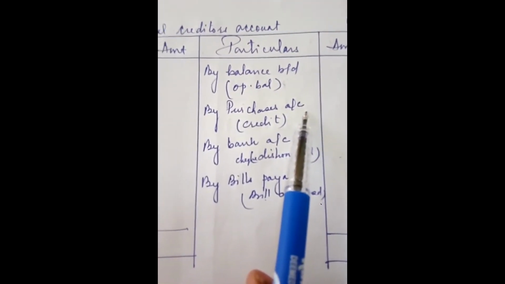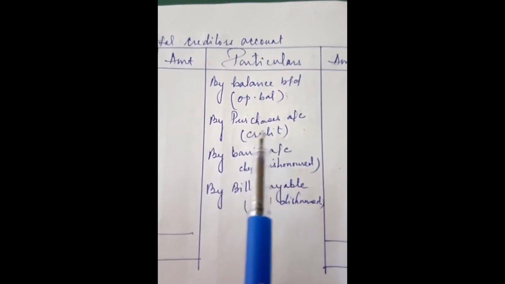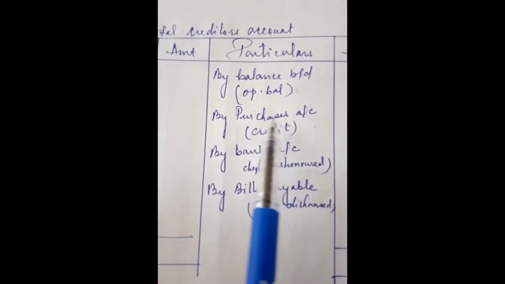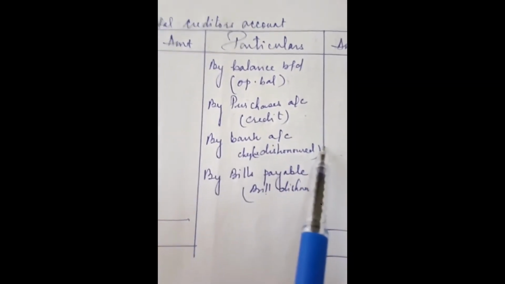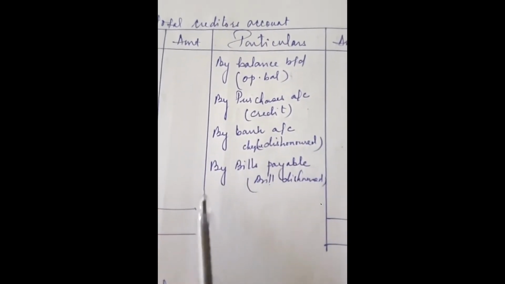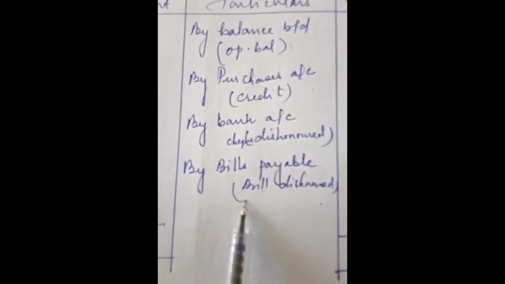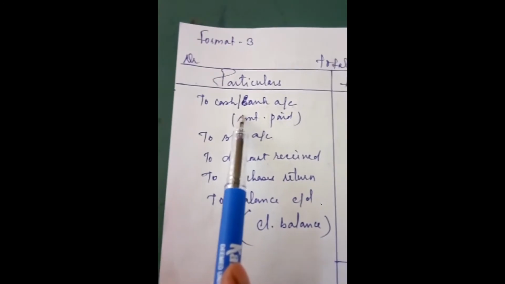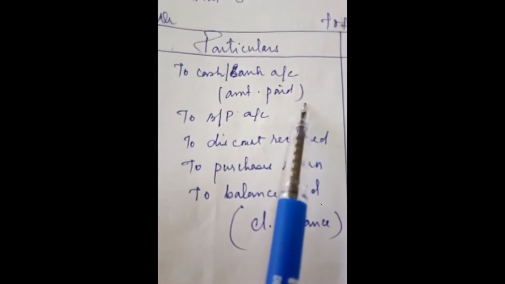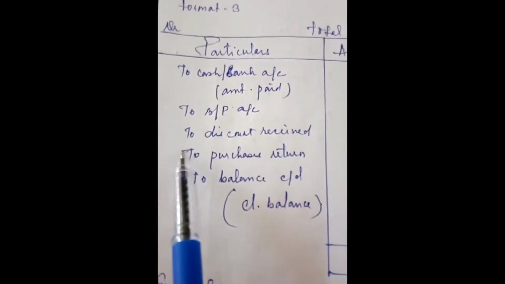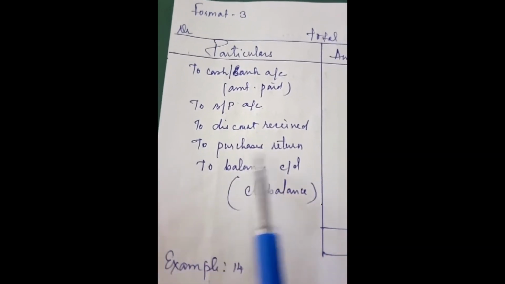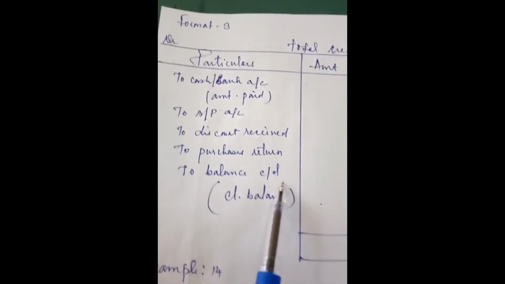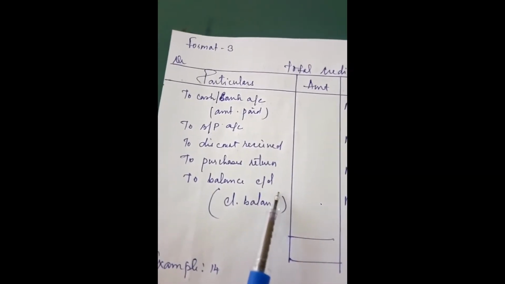Now in total debtors account we did sales account, but in total creditors account we are going to deal with purchases account. Then by bank account if the cheque is dishonored, by bills payable if the bills are dishonored. Then in the debit side, to cash or bank account if the amount is being paid, bills payable account, then to discount received, to purchases returned, to balance CD. This is actually the closing balance.